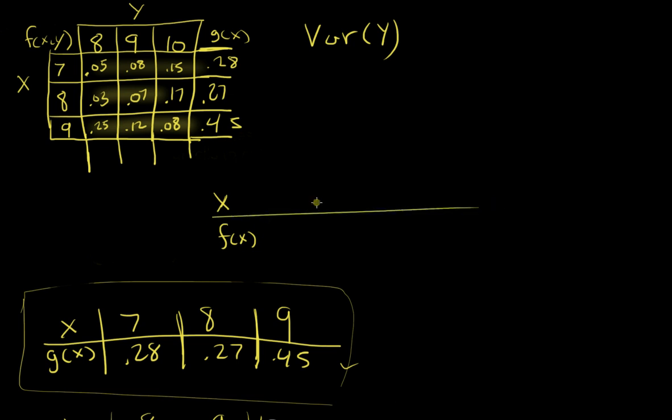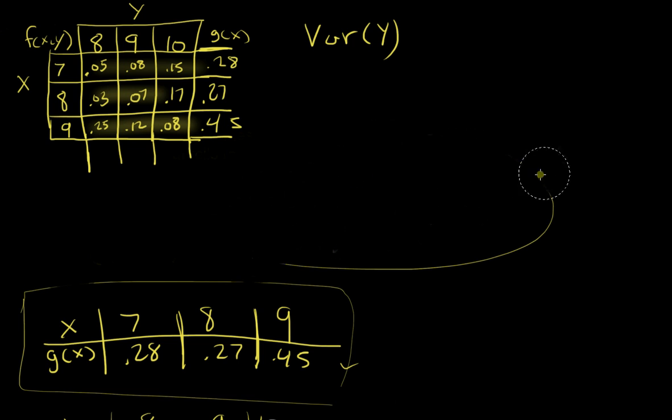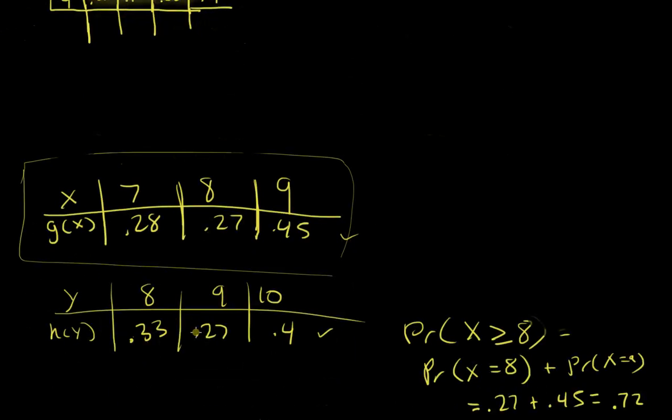So if I had another PDF that looked like this, not a joint PDF but a regular PDF of a single variable, say 0, 1, 2 with probabilities 0.5, 0.25, 0.25, you should be able to find the variance, expected value and standard deviation with this as well. This would be easier because you don't need to first find the marginal; it's already marginalized because there's only one variable. But if you're given the joint, you should still be able to find the variance of the one variable. So how do you do that? Well, you use the marginal distribution.